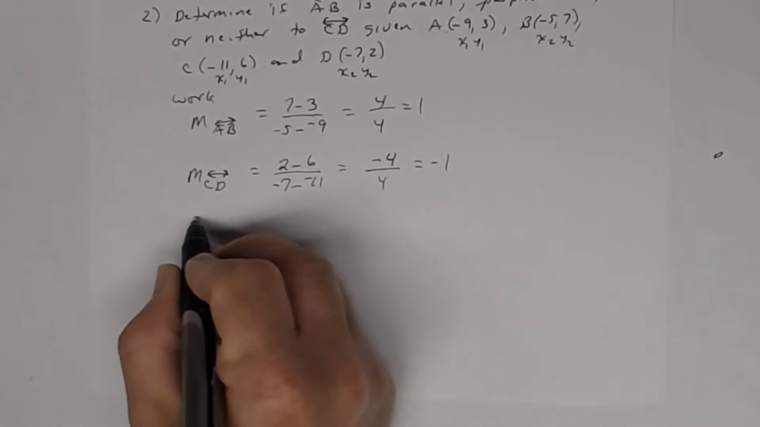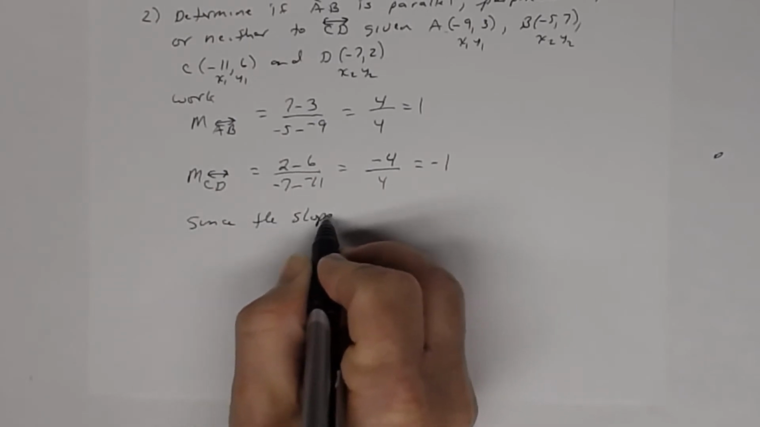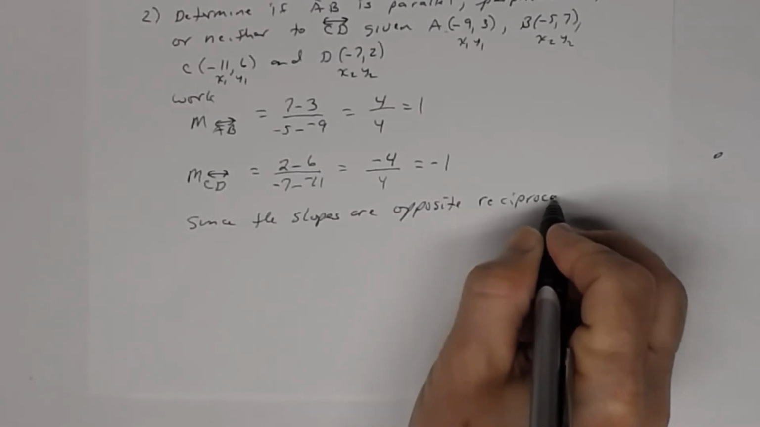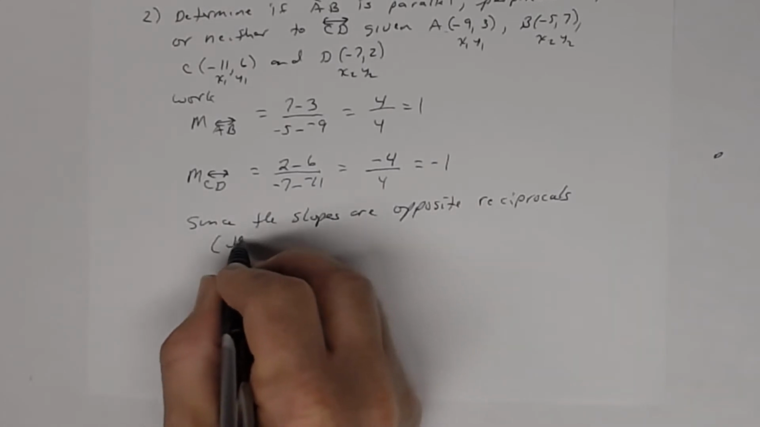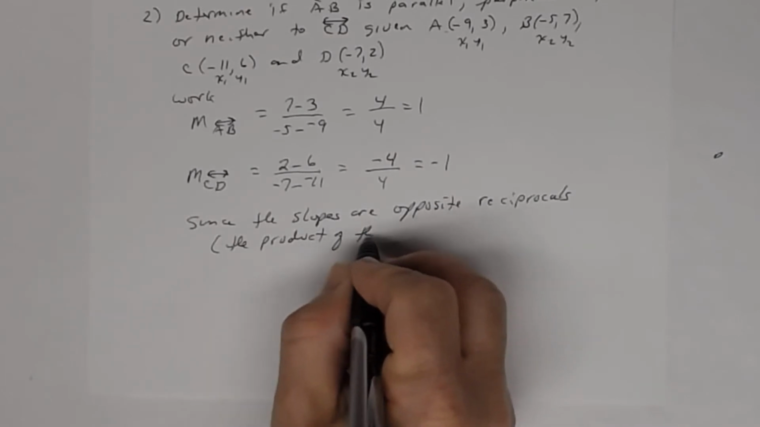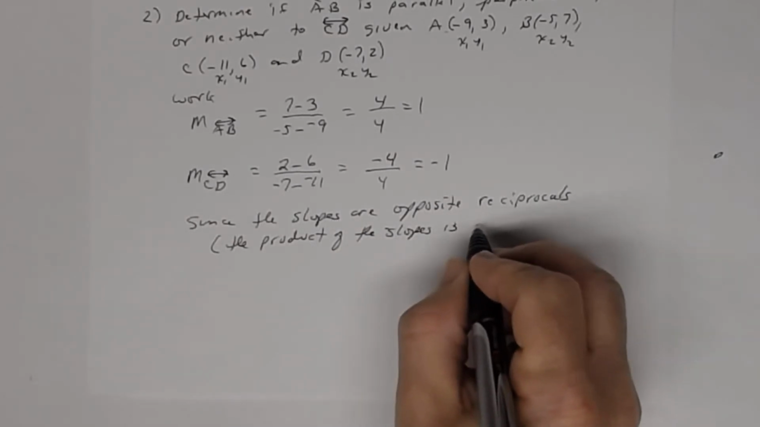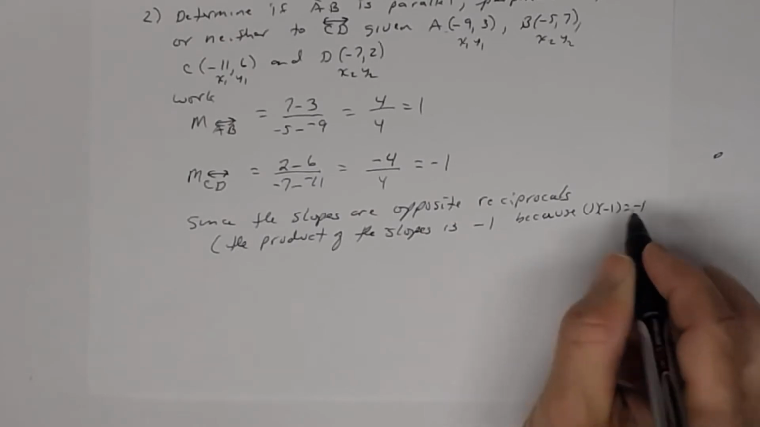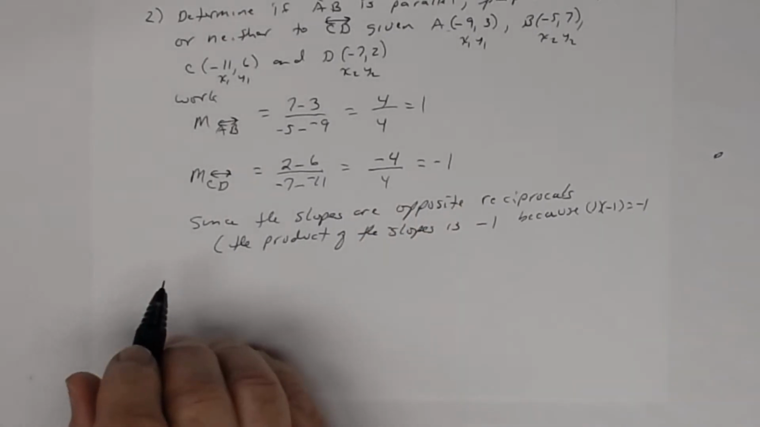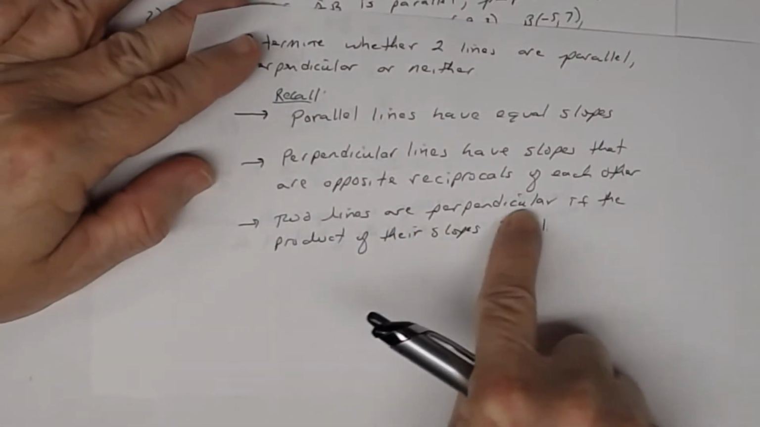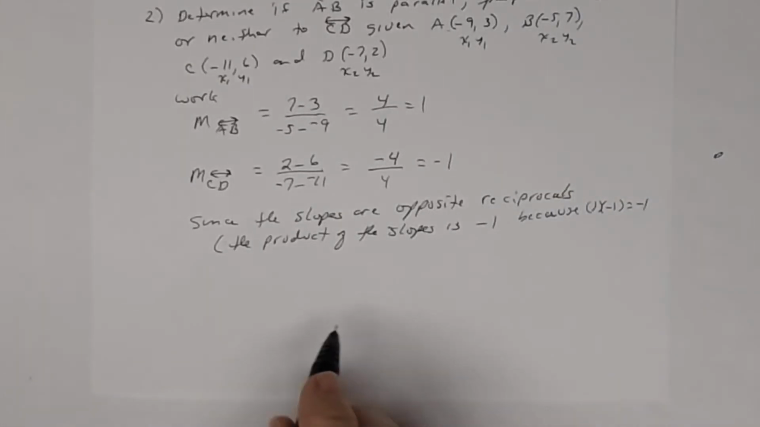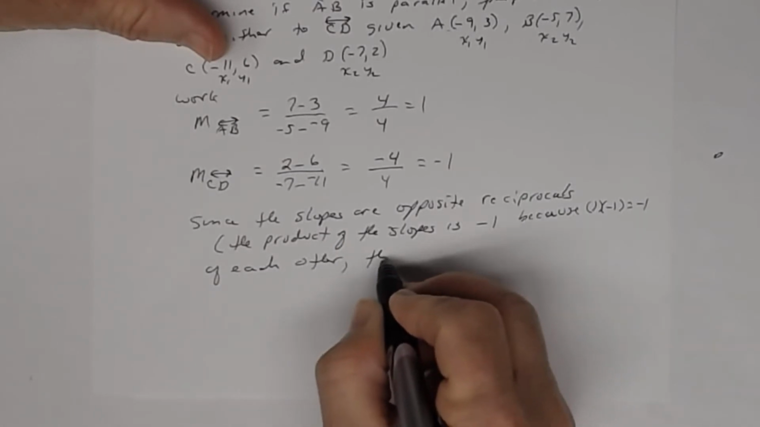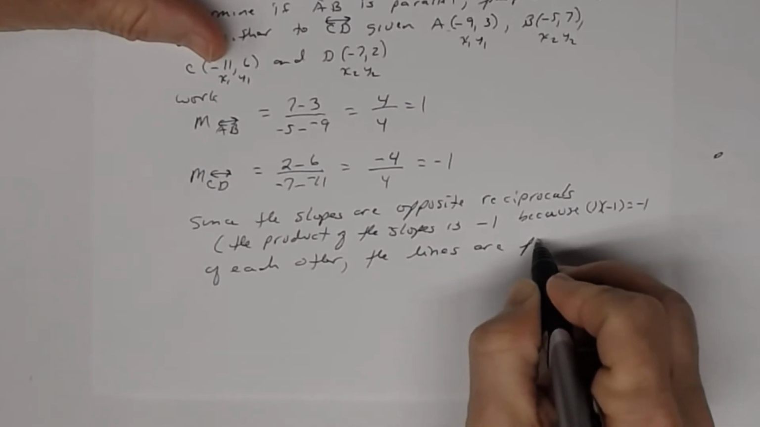All right. So we're going to say since the slopes are opposite reciprocals of each other, or you can say the product of the slopes is negative 1, right? Because 1 times negative 1 equals negative 1. When you multiply those together, you get negative 1. And so we're using this idea: two lines are perpendicular if the product of their slopes is negative 1. All right, so since the slopes are opposite reciprocals of each other, the lines are perpendicular.